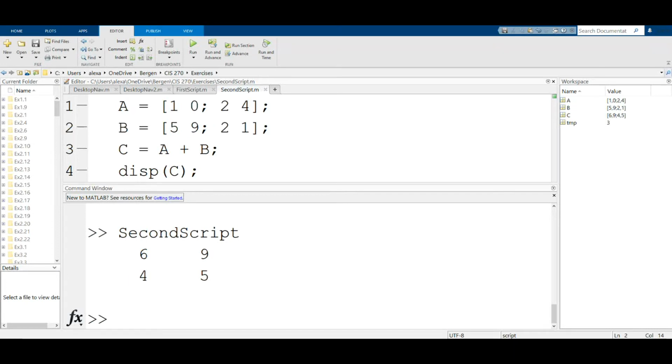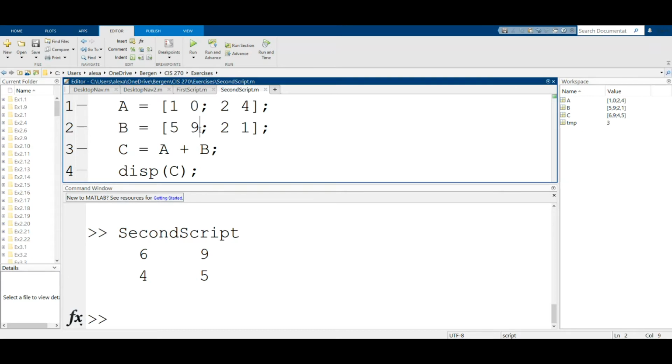So getting back to MATLAB, here's the example that we had, right? Which is 1, 0, 2, 4, 5, 9, 2, 1. I add them together, so now we have 69 and 45 as a result, right? And we saw that in our drawing it out. Okay, so good. So that's the first part of just adding two matrices.